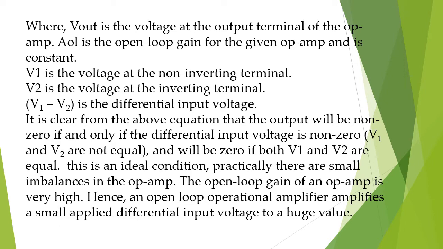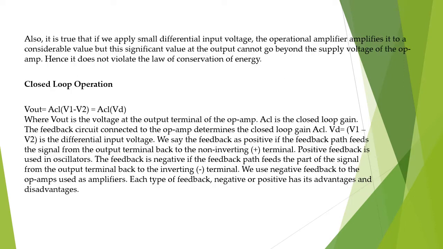Practically, there are small imbalances in the operational amplifier. The open loop gain of an operational amplifier is very high. Hence, an open loop operational amplifier amplifies a small applied differential input voltage to a huge value. Also, it is true that if we apply a small differential input voltage, the operational amplifier amplifies it to a considerable value, but the significant value at the output cannot go beyond the supply voltage of the operational amplifier. Hence, it does not violate the law of conservation of energy.